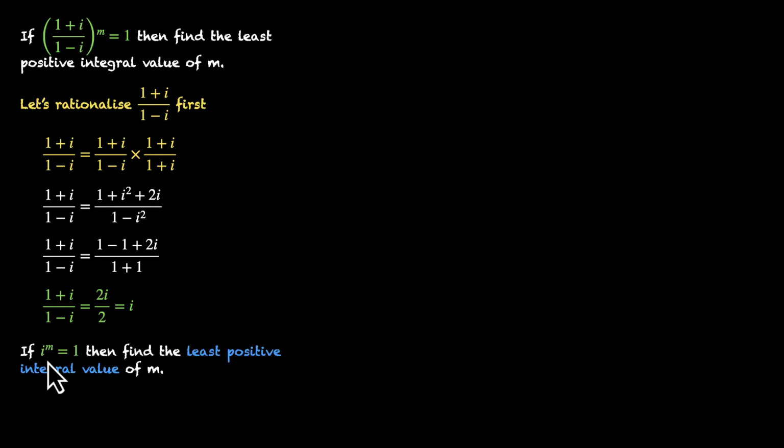We're asked if i to the power m is equal to 1, then find the least positive integral value of m. Now we can raise i to all integral values and check where we get 1 first. That's probably 4, but let's still check. i to the power 1 is i. i square is minus 1, i times i is minus 1. i cube is minus 1 times i, that's minus i. And i to the power 4 is equal to 1. This is the first time we get the value 1. So the least positive integral value of m is equal to 4.